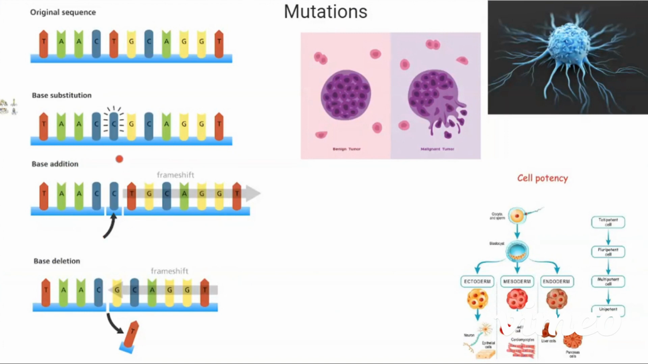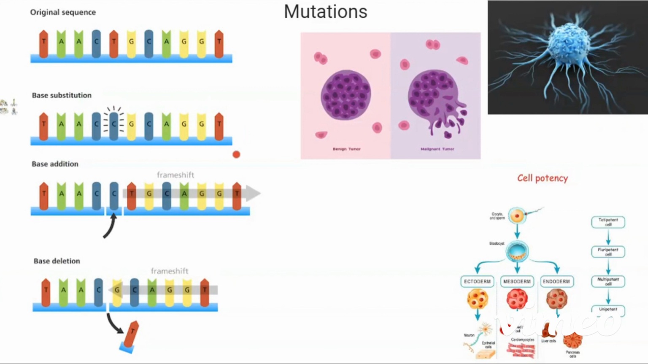Substitution mutations. This is where a base is swapped for a different one. Substitution mutations do not cause a frame shift. Only one of the amino acids in the sequence is changed, which still causes a slightly different protein to be produced.